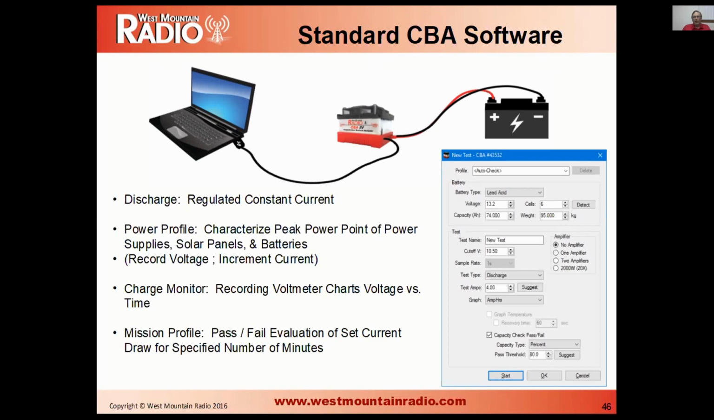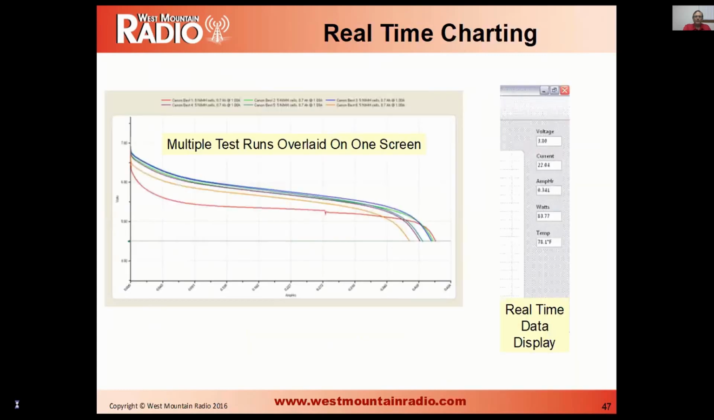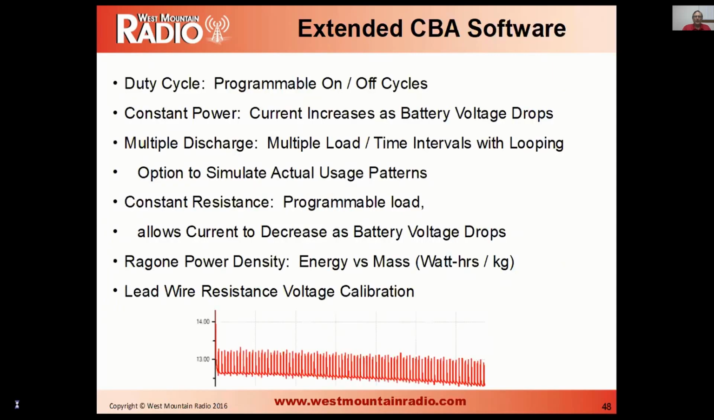Basically, you just put in all your test parameters, what you want it to do. You saw some of the charts I had earlier. Those charts were all created from the CBA battery analyzer. You can do multiple tests on the same screen. If you do a test every 6 months on your battery, you can actually track it over time and see what's going on, kind of get an indication as to where you might have trouble.